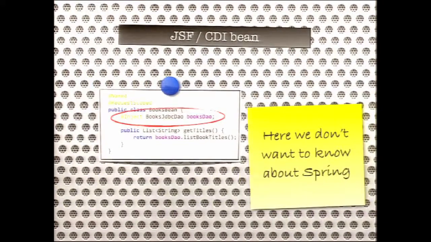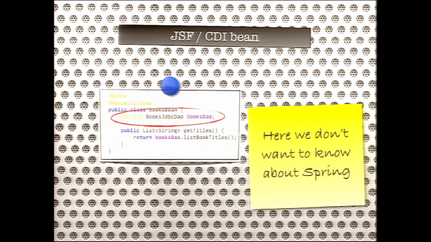This is my new code. This is a JSF bean, just as an example. And I just want to inject, using CDI, my booked JDBC data access object. And from this new code, I don't care if that data access object is actually a Spring bean or a Java EE 6 component, like an EJB. I don't want to know. I want decoupling here. I don't care about the implementation details of my data access object. This is just plain Java EE 6.